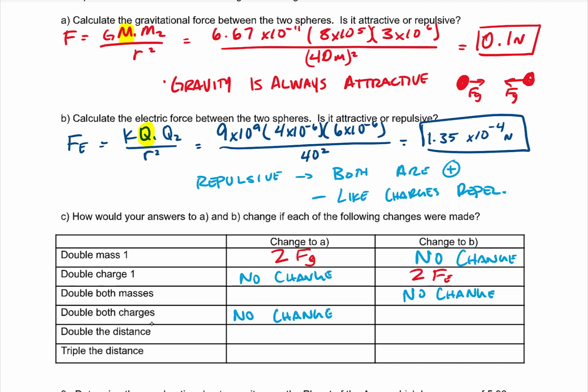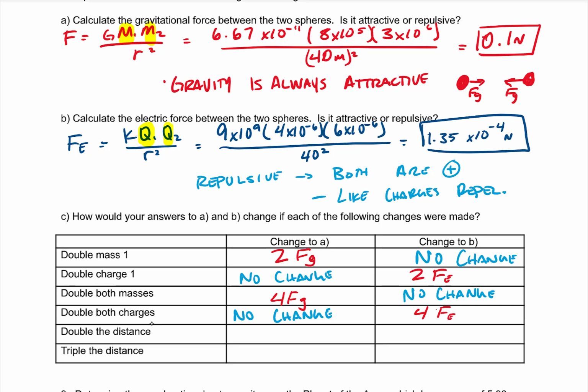force. If I were to double both masses, so instead of just one mass, I've got both of them that are doubled. If I double both masses, I increase the force by a factor of 4. And again, changing the masses doesn't really affect the electric force. And then if I double both charges, same deal. Multiply the top by 2, multiply the top by 2. The top has been multiplied by 4. That is 4 times the electric force now.